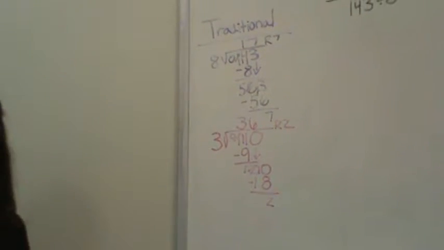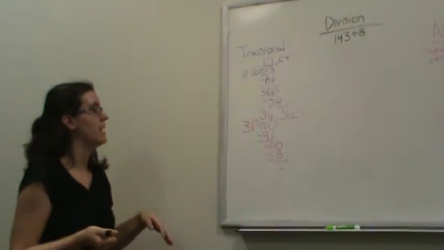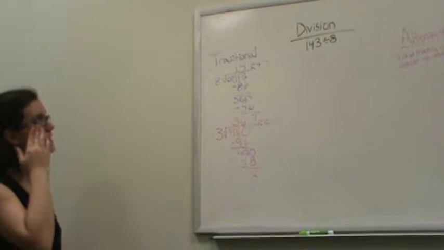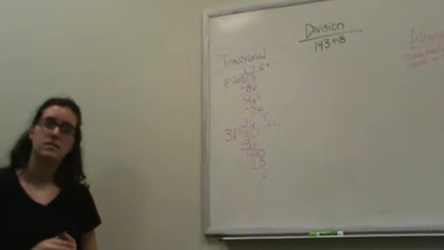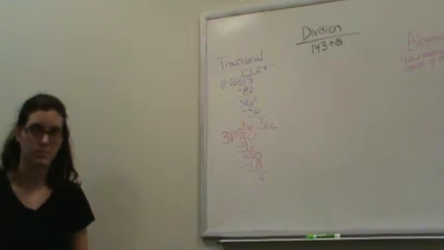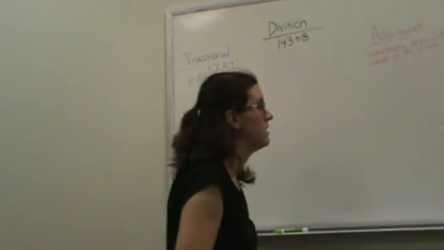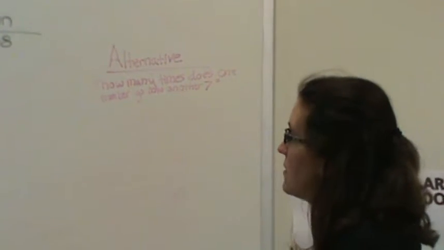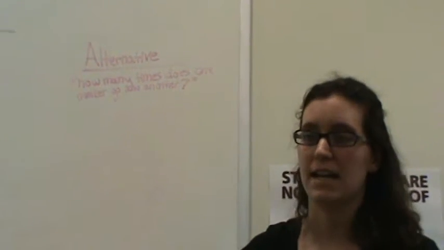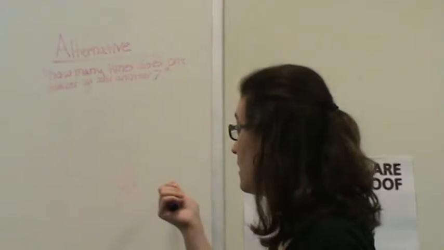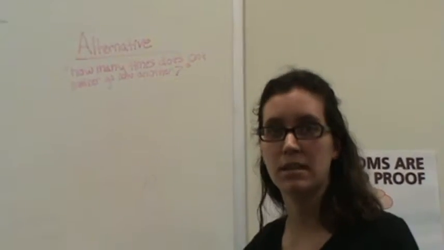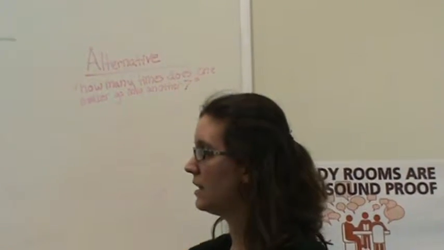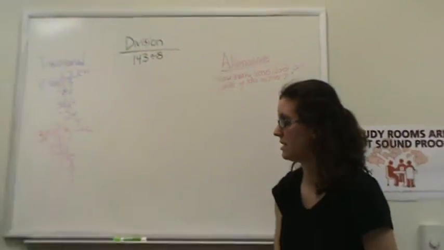Now, I hope this was just a review. If not, I'm hoping that you learn this over again by watching. And now we're going to try a different approach to division problems, an alternative method using multiplication. And multiplication is finding out how many times one number goes into another number, which is basically what you're doing over here as well. It's just secretly.